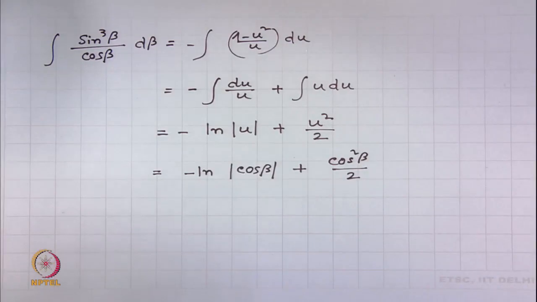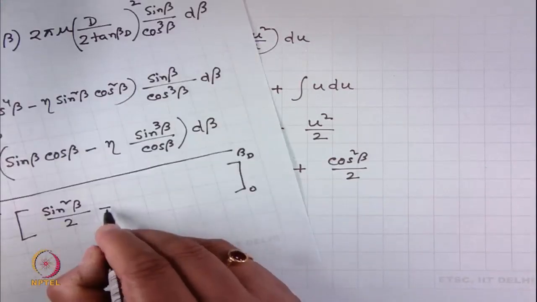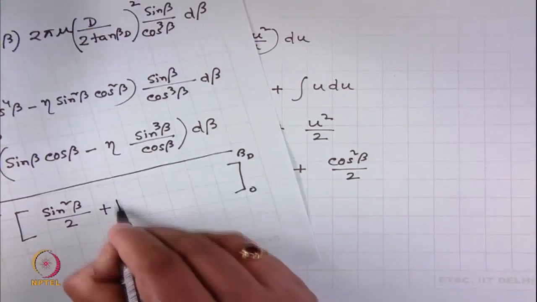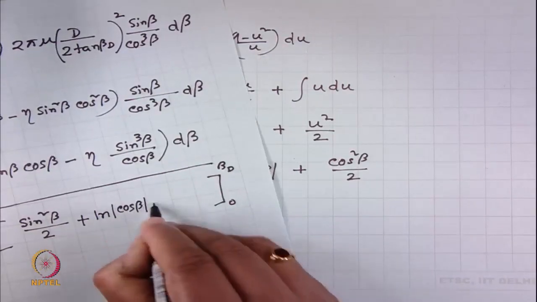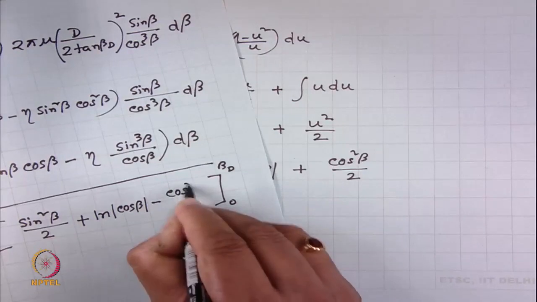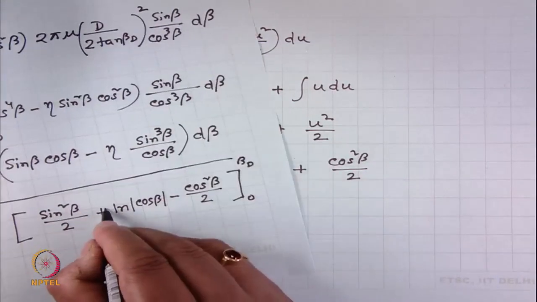We come back and we write this minus. So, minus into minus will be plus ln cos beta minus cos square beta by 2, and this will be multiplied here, this will be multiplied here.